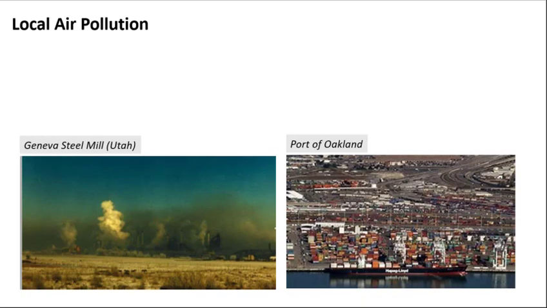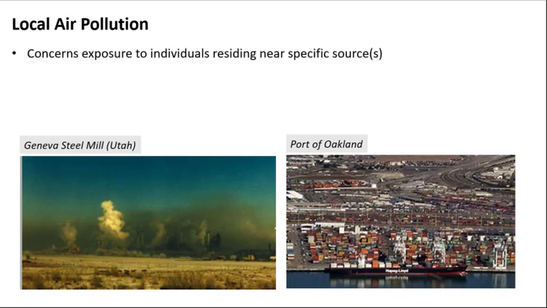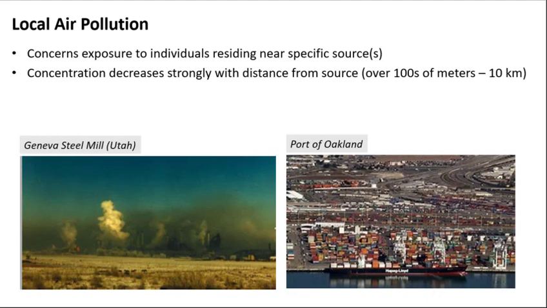We can now summarize key points distinguishing local air pollution from ambient air pollution. First, it concerns exposure to individuals or specific neighborhoods, generally residing near a specific source or sources of emissions. Second, whereas ambient air pollution concentrations change very gradually over large distances, local air pollution concentrations decrease very strongly with distance from the specific emission source or sources in question. This is due to the dispersion or dilution of air pollutants as they travel downwind.